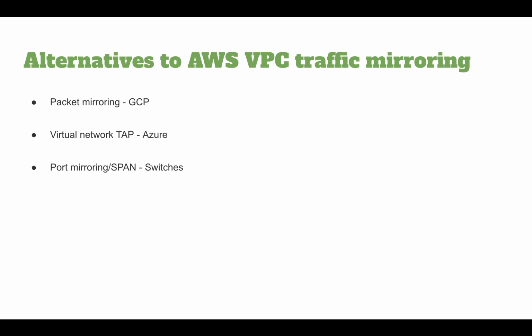So there are a couple of alternatives to VPC traffic mirroring. It's not only limited to AWS. In GCP, you will find this feature called packet mirroring. In Azure, there is the virtual network tab. This feature was launched, I think, 1 year ago. And if you're not on cloud, you can use port mirroring or SPAN, right, with your switches, if you are on on-prem infrastructure, and do the same kind of setup that we have done here.